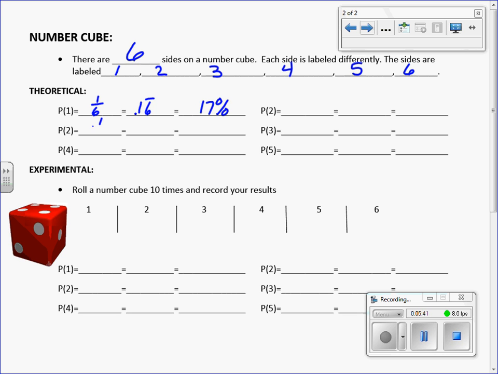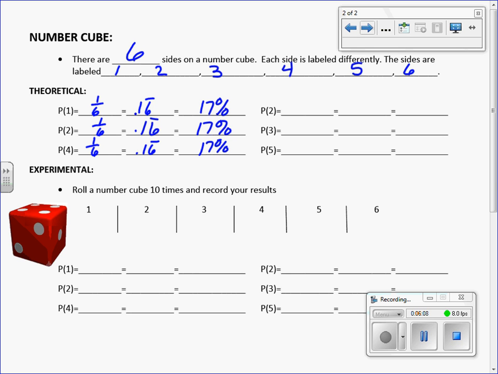Probability of 2 is 1 out of 6, 0.16 repeating, 17%. Again, I'm rounding. Probability of 4, I guess I should be going side to side, is 0.16 repeating, 17%. Probability of 2, oh, I messed up. I apologize. I saw the 4 and I used that number. It should be 1 out of 6.